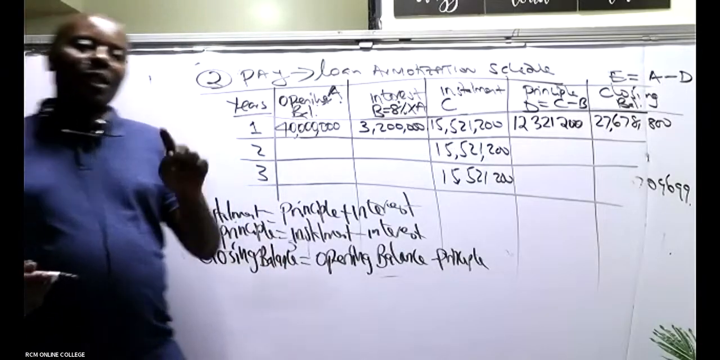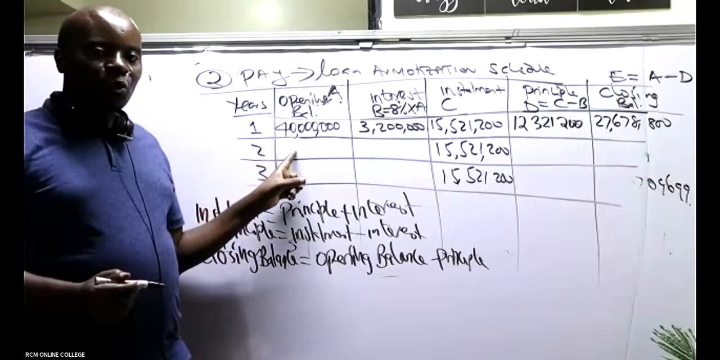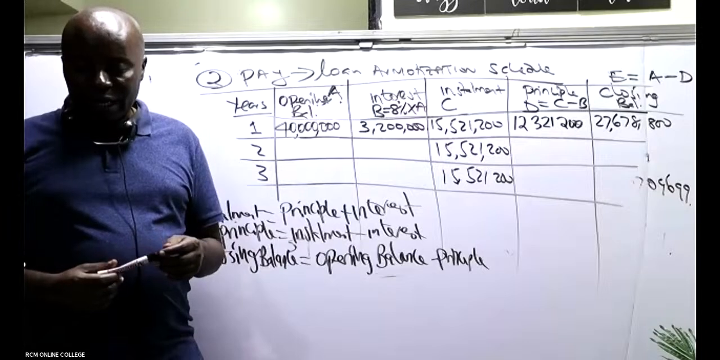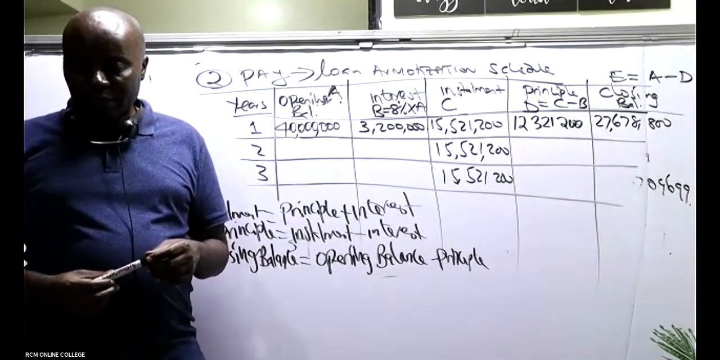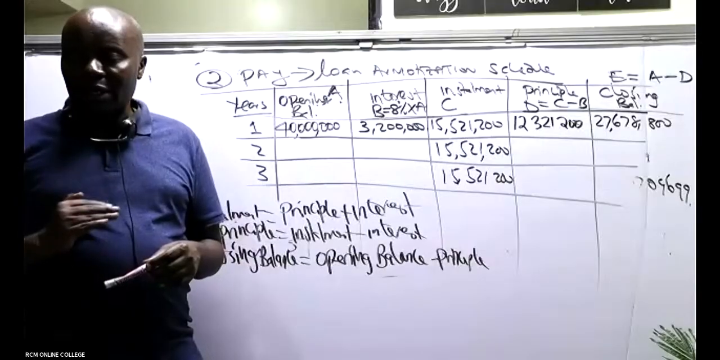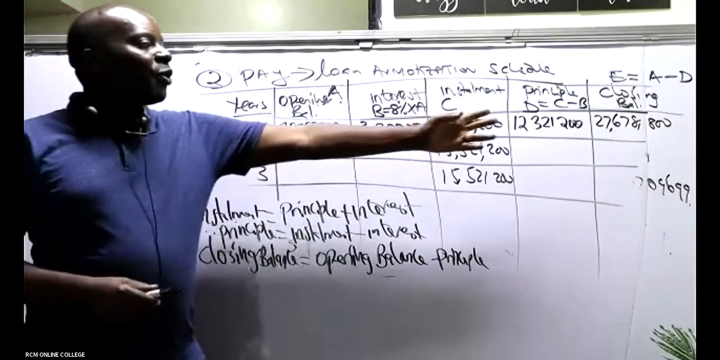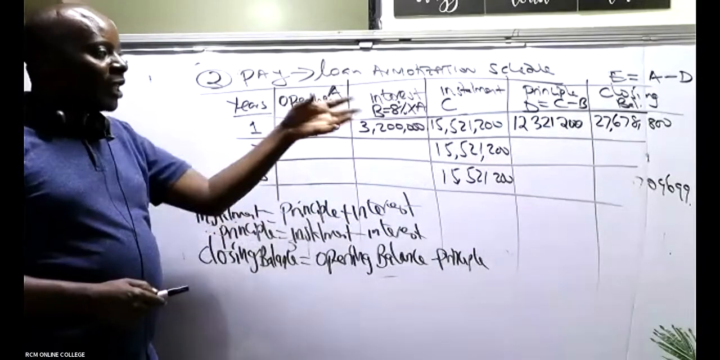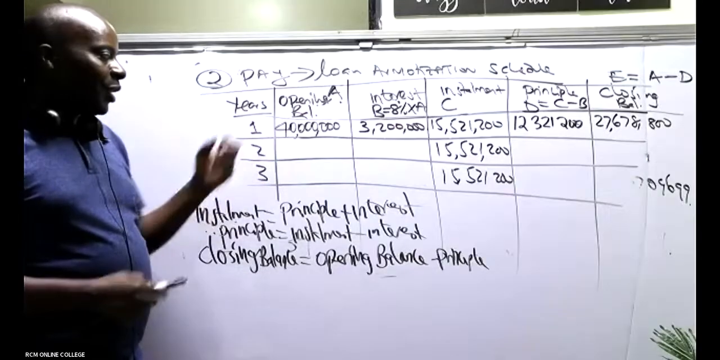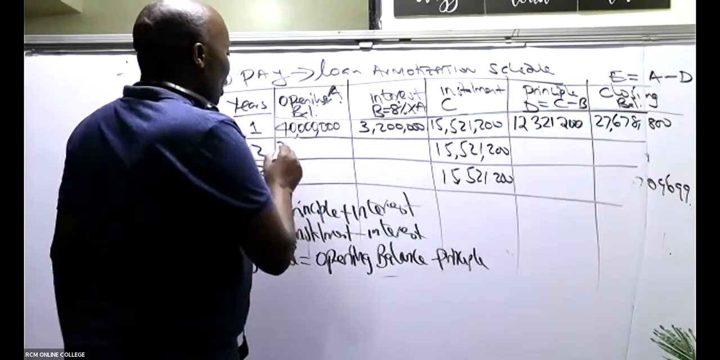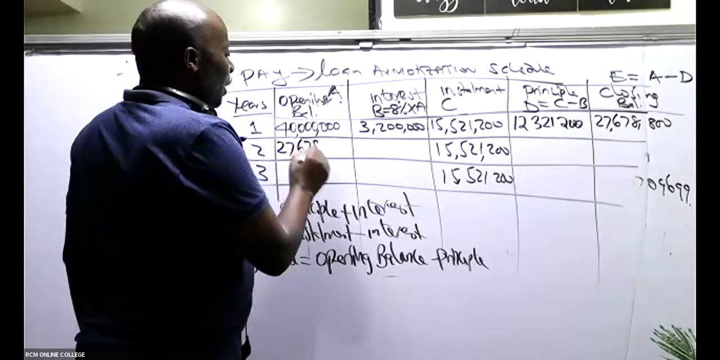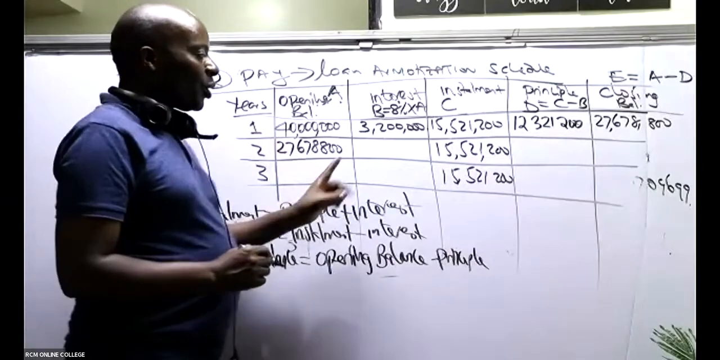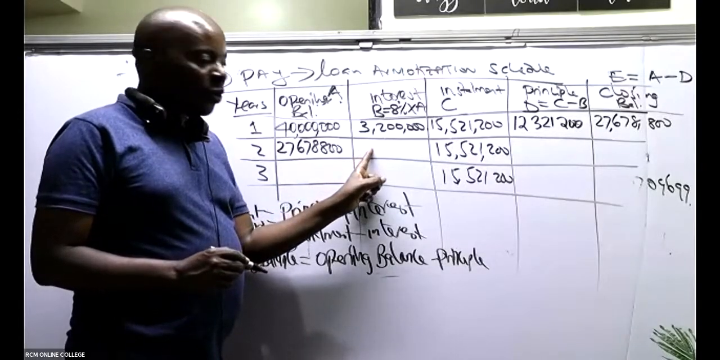27,678,800. Then what do you think about the opening balance of year 2? Opening balance of year number 2 will be the closing for year 1. So we bring this closing for year 1 down here. We shall open with it here. So we have here 27,678,800. Now this is the amount that we shall use to charge you year 2's interest.